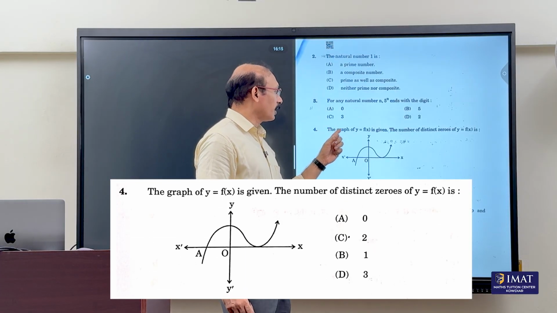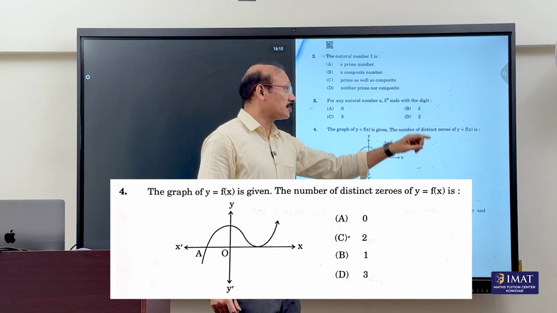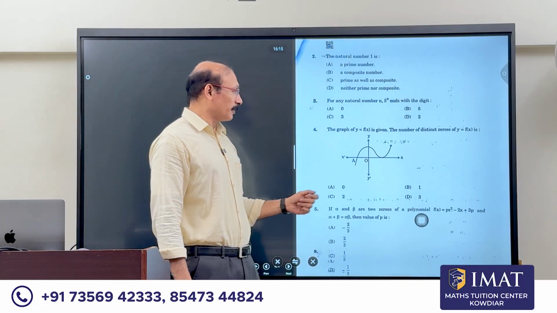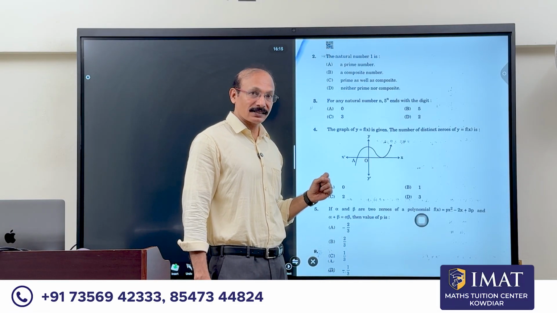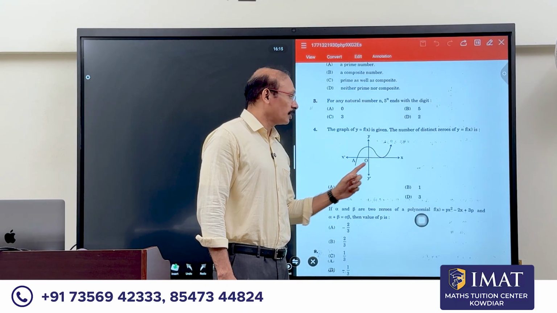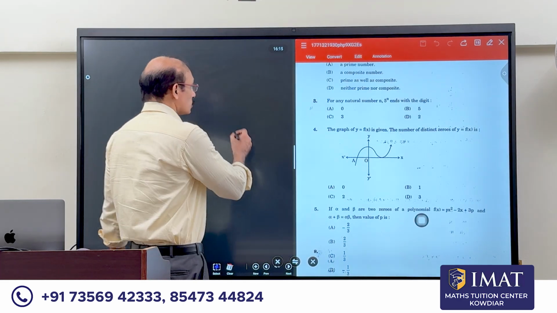Question number 4, the graph of y is equal to f of x is given. The number of distinct zeros of y is equal to f of x. What do you mean by saying distinct zeros? It means the points where the graph cuts the x-axis. So graph is cutting here 1, here 2. It's touching, so that's also a zero. So there are 2 zeros for this. So the option is C.